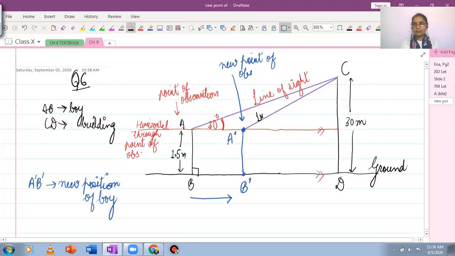This is the new line of sight. And now the angle will be formed here with the horizontal. This is now 60 degrees. I think this actually can be observed from the figure itself. When the boy was standing at a distance, the angle was smaller, and as the boy walks closer towards the building, the angle will become bigger.